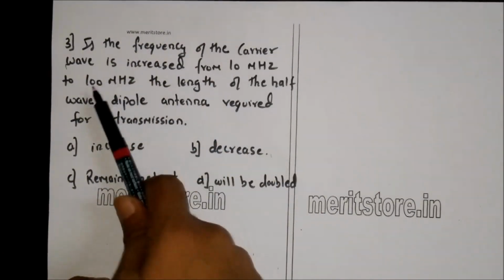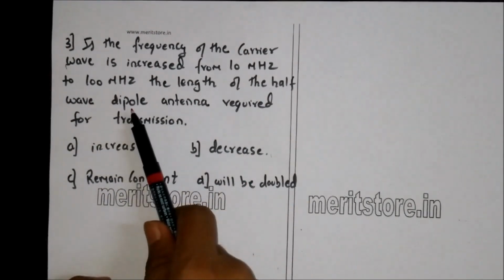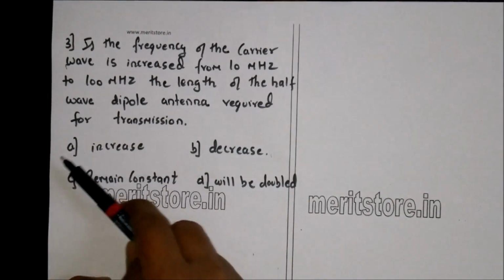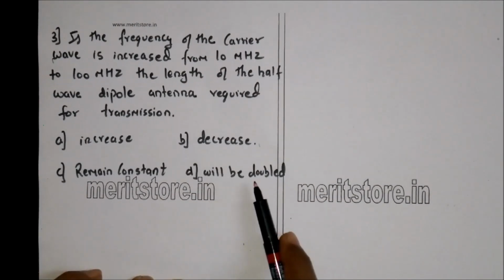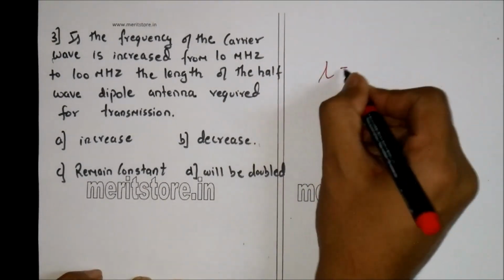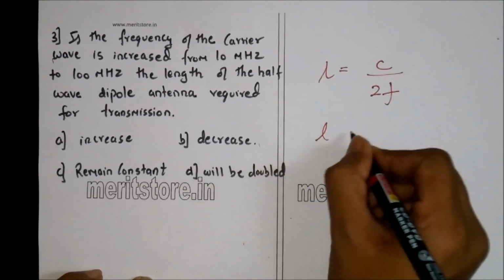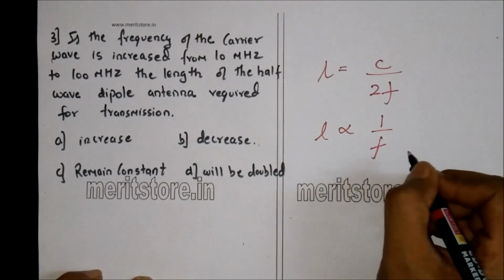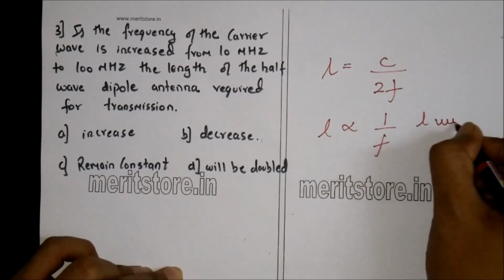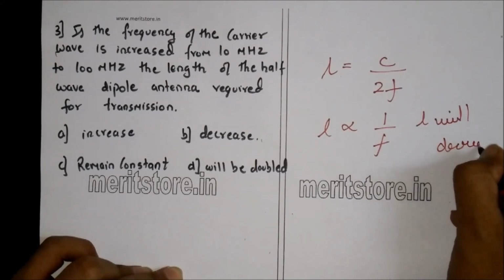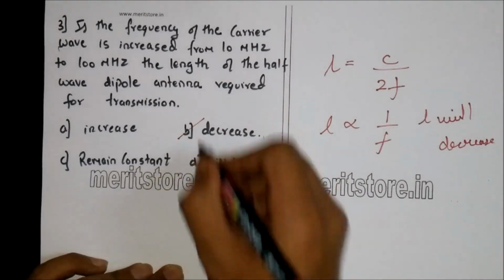If the frequency of the carrier wave is increased from 10 MHz to 100 MHz, the length of the half-wave dipole antenna required for transmission: A increases, B decreases, C remains constant, and D will be doubled. Now the length of the dipole antenna L is equal to c upon 2f. Therefore, L is directly proportional to 1 by f. So if the frequency increases, then L will decrease because they are inversely proportional. Therefore, the correct answer is option B.